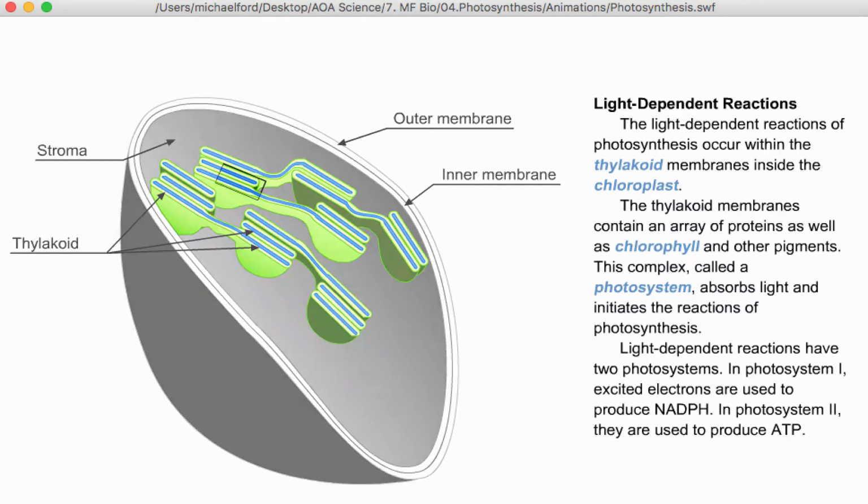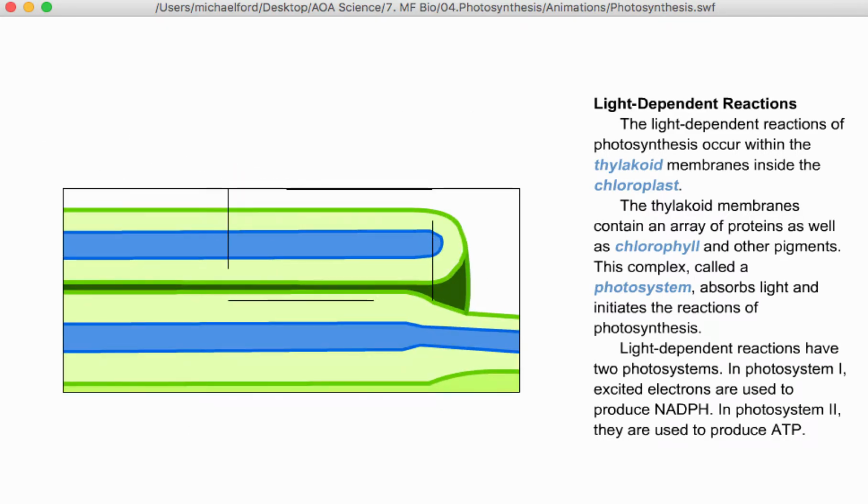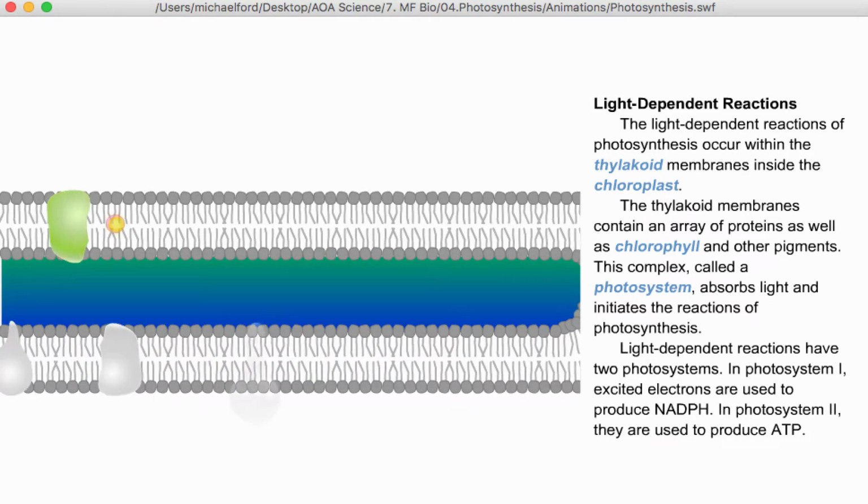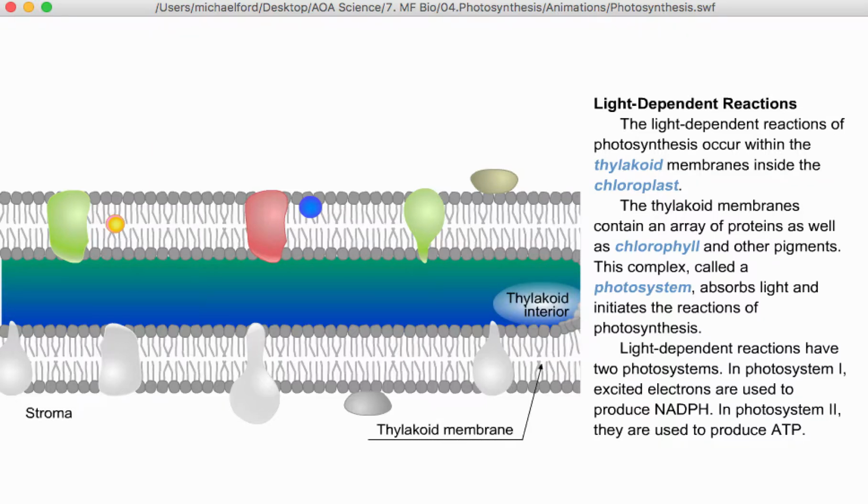The light-dependent reactions of photosynthesis occur within the thylakoid membranes inside the chloroplast. The thylakoid membranes contain an array of proteins as well as chlorophyll and other pigments. This complex, called a photosystem, absorbs light and initiates the reactions of photosynthesis. Light-dependent reactions have two photosystems. In photosystem 1, excited electrons are used to produce NADPH. In photosystem 2, they're used to produce ATP.